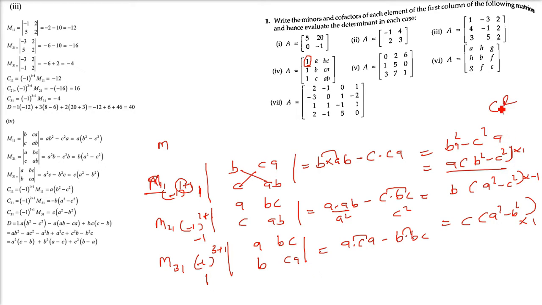So the cofactors of the first, M11, and M31 will remain the same as the minor, but the cofactor of the second, M21, will be b. I am writing it as c squared minus a squared, because it will be multiplied by negative 1. So I just change a squared minus c squared to c squared minus a squared.